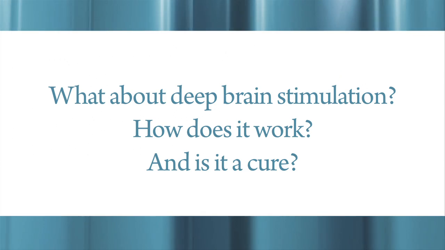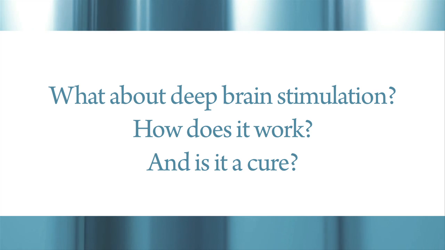And what about deep brain stimulation? How does it work, and is it a cure? So deep brain stimulation is a new technology which is available for the control of movements. It is actually approved for essential tremor, Parkinson's disease, dystonia, and more recently Tourette syndrome. And what this entails is the placement of electrodes into very specific areas in the brain. The electrodes are actually connected to small wires that are passed underneath the scalp and the skin and connected to a small pacemaker device placed in the chest wall.